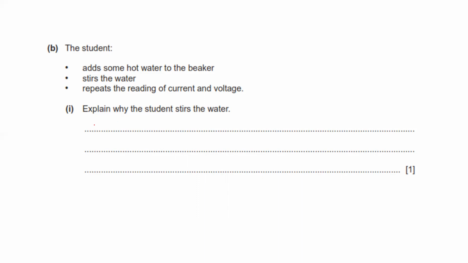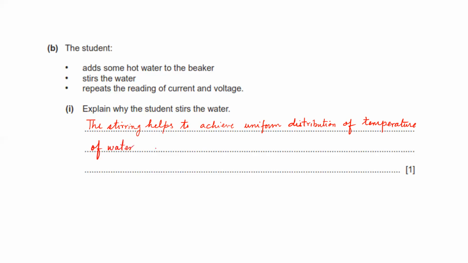So you can say the stirring helps achieve uniform distribution of temperature of water in the beaker.